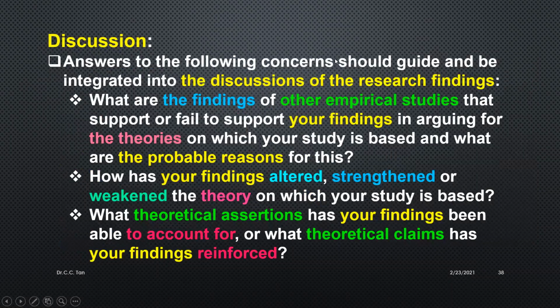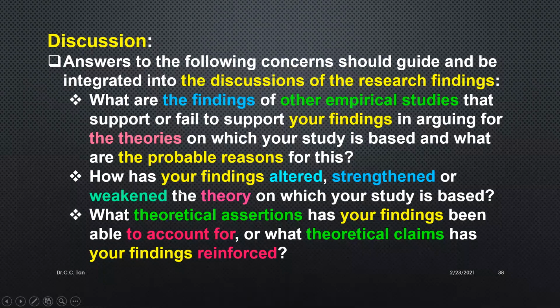So answers to the following questions should guide and be integrated into discussions of the research findings. What are the findings of other empirical studies that support or fail to support your finding? And these are all discussion issues, meaning when you discuss your finding, you present it in terms of what other people have done. Is your finding in alignment with others, or is the finding quite different from others, or is the finding anticipated from your argument in chapter 2 or unanticipated? You explain all of them, okay?